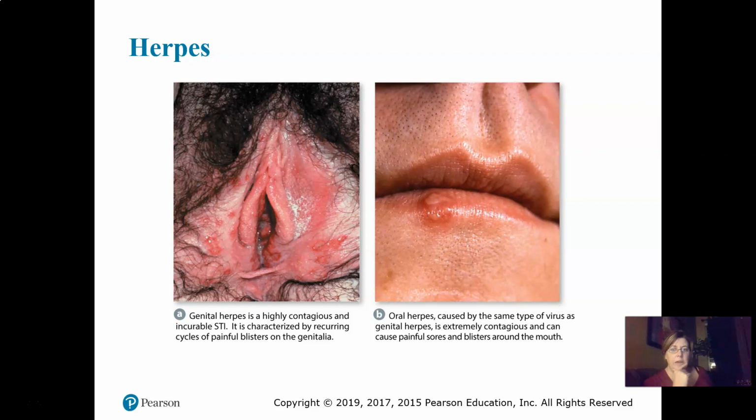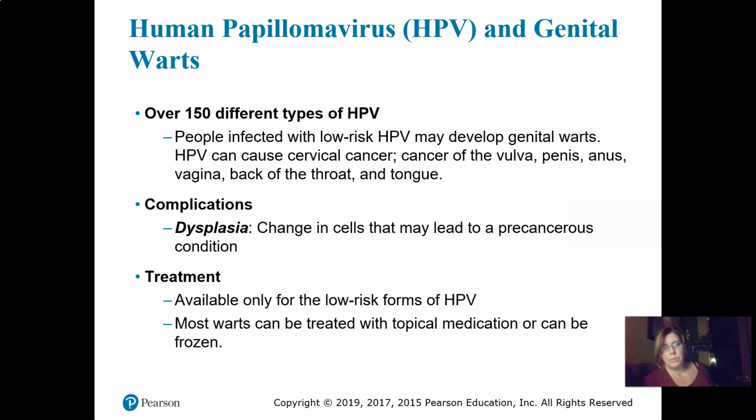Here's a look at herpes, both genital and oral herpes. So there's over 150 different types of HPV, and people infected with low-risk HPV may develop genital warts. HPV can cause cervical cancer, cancer of the vulva, penis, anus, vagina, back of the throat, tongue.